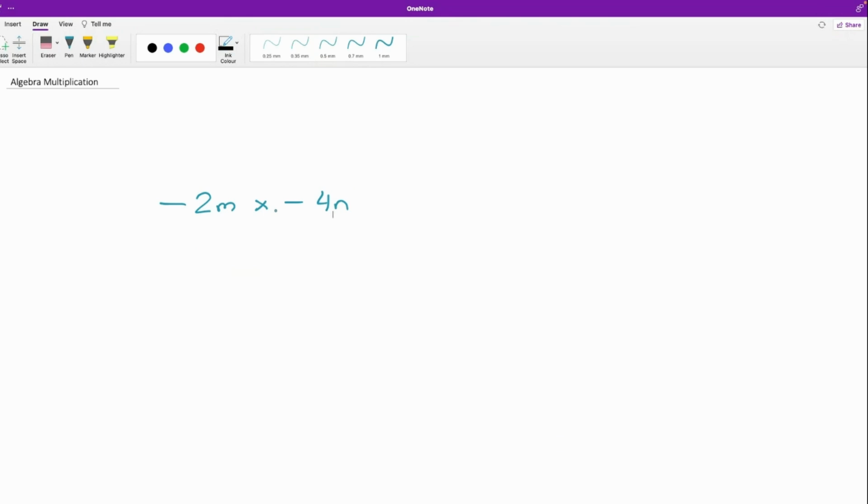The second step is to have a look at the numbers. 2 times 4 gives us 8. The final step is to have a look at our pronumerals, m times n. And we can see that whenever we have two unlike pronumerals multiplying together, it forms no gaps in between them. So overall, we can see that we have a positive, we have our number, which is 8, and we have mn, which is our pronumeral.